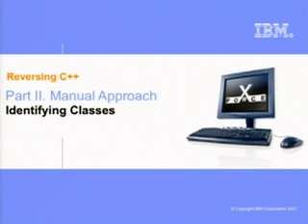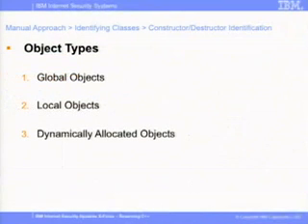We can correlate that later by seeing if several classes have common member functions. If they have, it is probably the same class with an overloaded constructor. So, to be able to look for constructors, we have to know how objects are instantiated. There are three common types of objects in C++. One's global objects, the local objects or stack objects, and dynamically allocated objects.